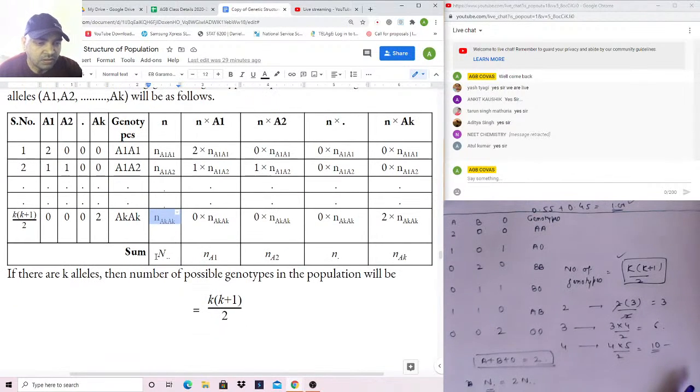Now, their sum will constitute your genotype pool, the total number of individuals, which is the total number of genotypes in the population. And for each allele, if you sum these, these will be the number of A1 alleles in the population, the number of A2 alleles in the population, and this is the N dot, and this is the number of AK alleles. That is because there are K alleles in the population. If you add these all, it will be equal to twice this N dot dot.